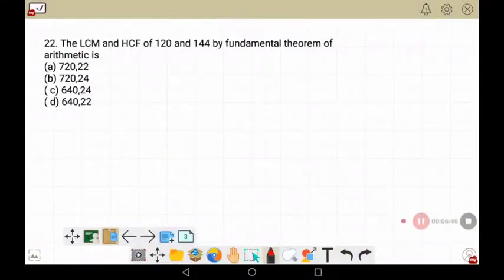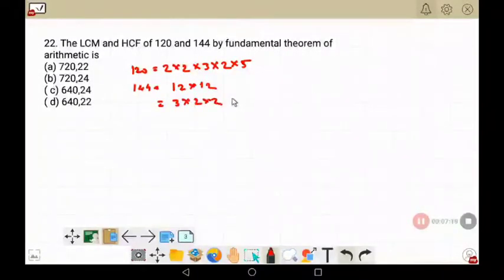The LCM and HCF of 120 and 144 by the fundamental theorem of arithmetic is. So let us start. Just factorize 120. 2 2s are 4, 3s are 12, 2s are 24, 5s are 120. And 144: 12 into 12 equals 144. 3 4s are 12, 2 into 2, 3 4s are 12, 2 into 2. Now find out the HCF.